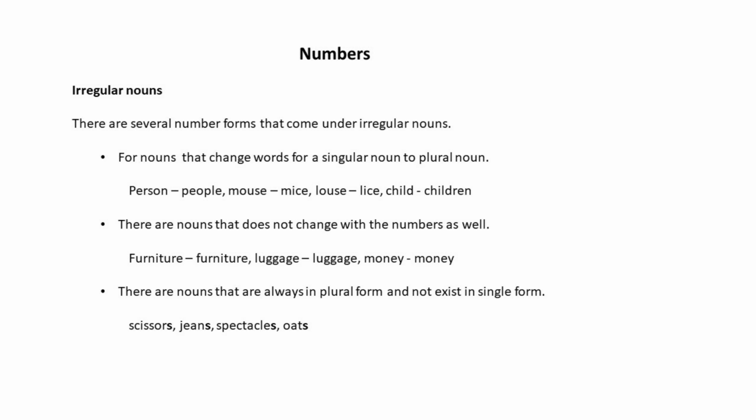And the last rule is there are nouns that are always in their plural form and do not exist in their single form. For example, look at these words: scissors, jeans, spectacles, oats. We cannot say scissor, jean, spectacle, oat for any of these words. These words always exist only in their plural form and not in their singular form. Other than these rules, you can always look out for different words and use them in your vocabulary to improve your language skills. So that's it with numbers in English.